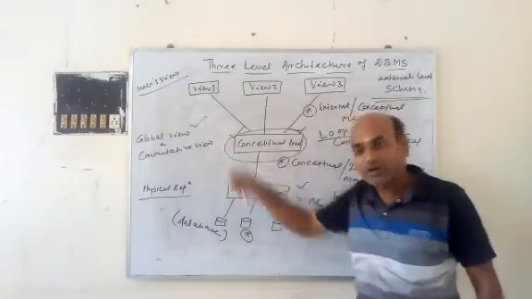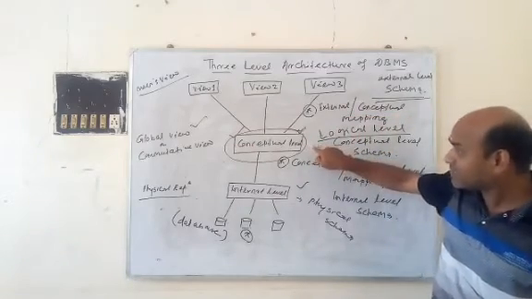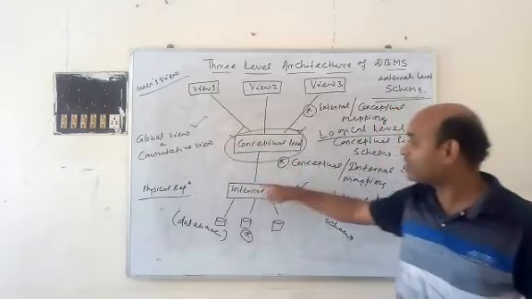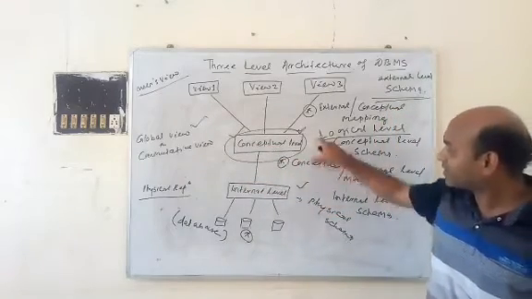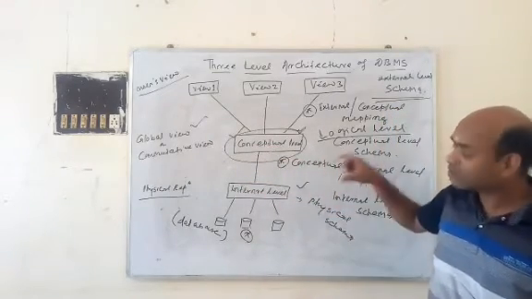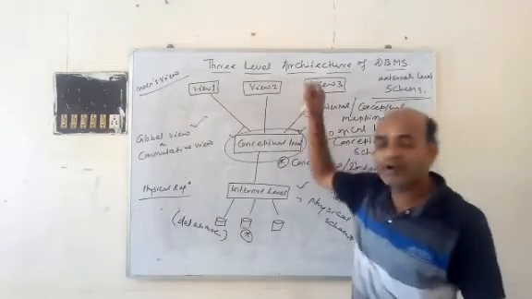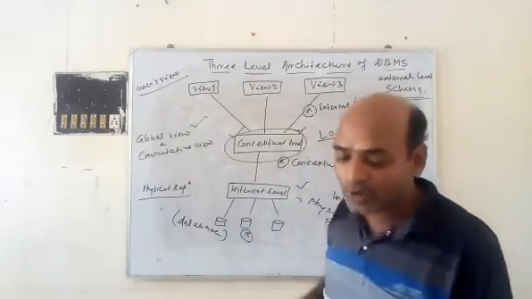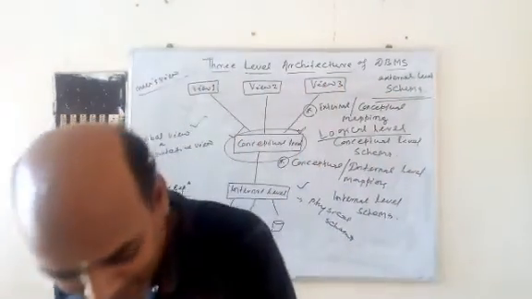So this level gives the overall structure, the entire structure of the database management system, that gives the required information to the authorized or authenticated users properly. In this way, this conceptual level has an important role in the 3-level architecture of the database management system.